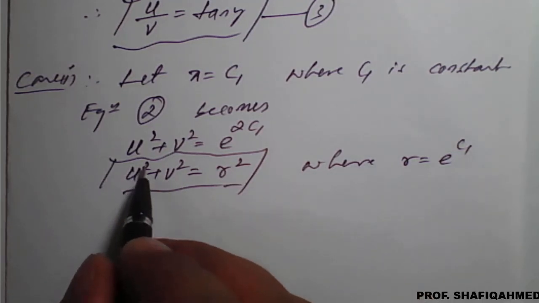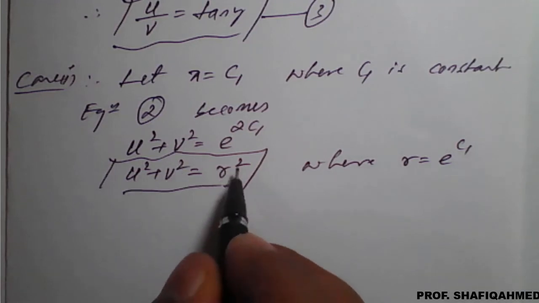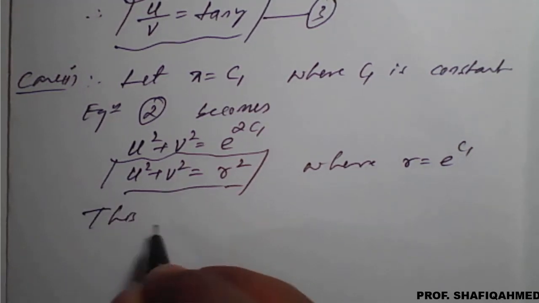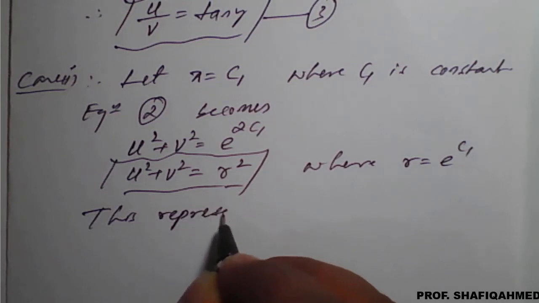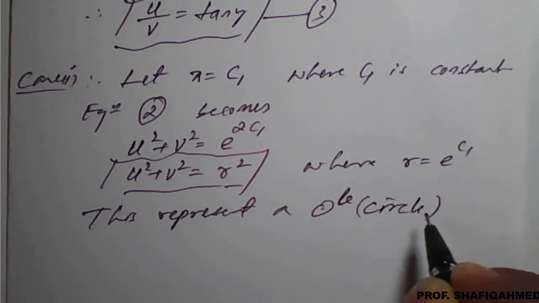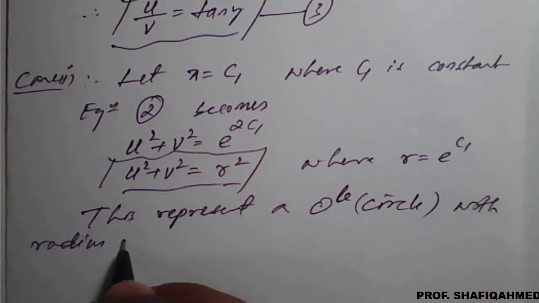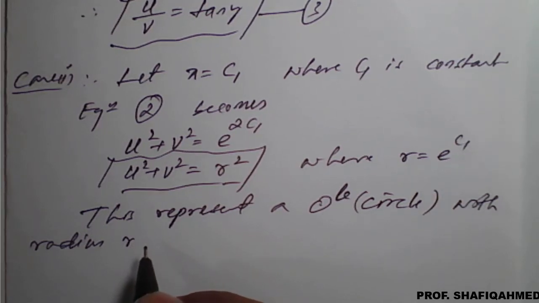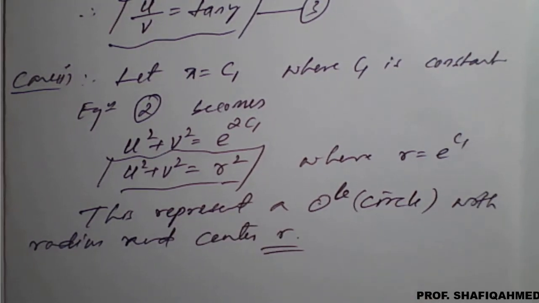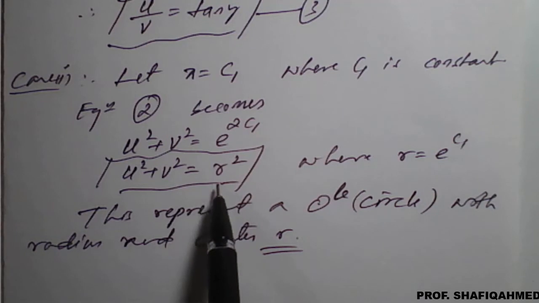So you can see that it is u square plus v square is equal to r square, which is nothing but a circle form. Standard form of circle is what here? x square plus y square is equal to radius square. So here, in place of x and y, we have u and v. So this represents a circle with radius r and center at the origin. So if you take a constant x is equal to c1, it is converting into what here, a circle.